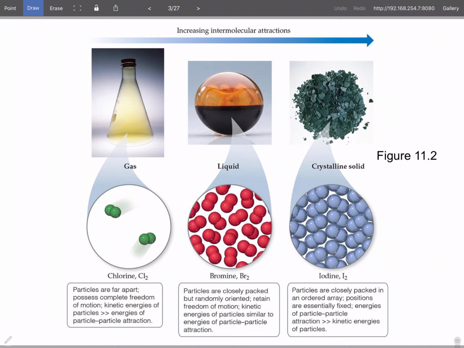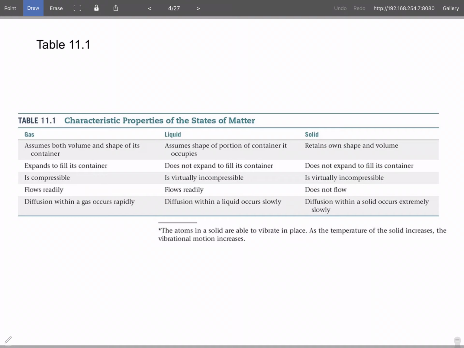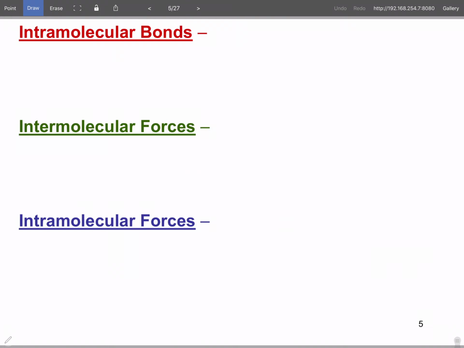Okay, now why does this have an effect? We'll look at why it has an effect and why some species, like chlorine, is a gas. Bromine, however, in the same family, is a liquid, and iodine is a crystalline solid. So they're all in the same family, so you'd think they'd be similar to each other, but they differ by their state. Okay, this is just a table that combines all that we've just gone over.